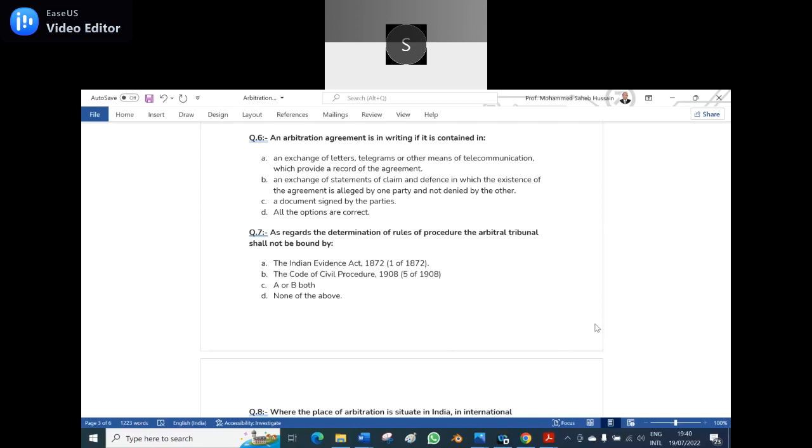Again, read the question, shall not be bounded by. None of them should be bounded by. So option D, none of the above, madam. Yes, none of the above is the correct answer. Rules of procedure. Okay.